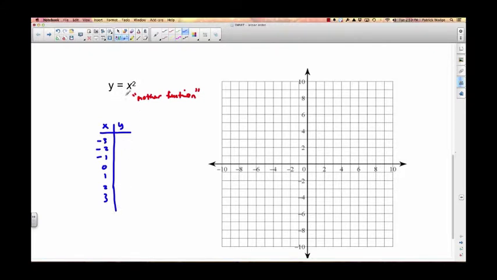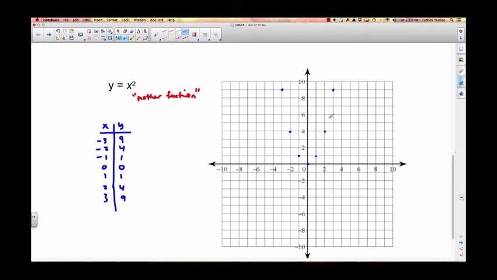Okay, so we're going to put -3 into x. So that means -3 squared, all of it squared. -3 squared is 9. -2 squared is 4. -1 squared is 1. 0 squared, well 0 times 0 is just 0. 1 squared is 1. 2 squared is 4. 3 squared is 9. Okay, let's graph those. -3, 9 is up here. -2, 4. -1, 1. 0, 0. 1, 1. 2, 4. And 3, 9.